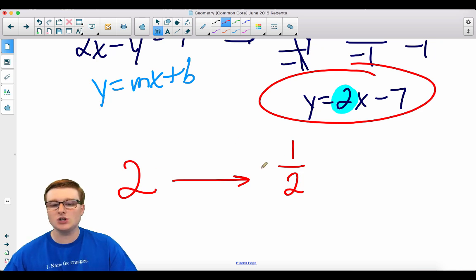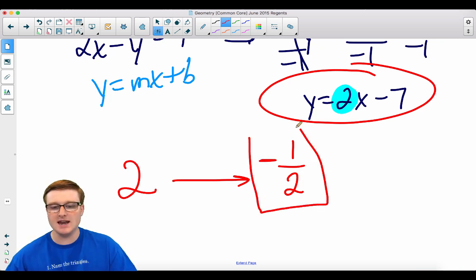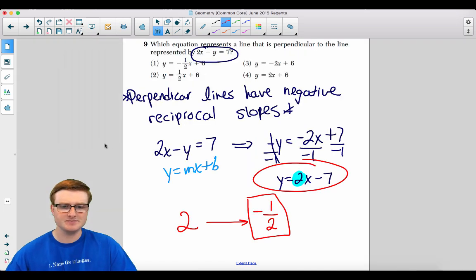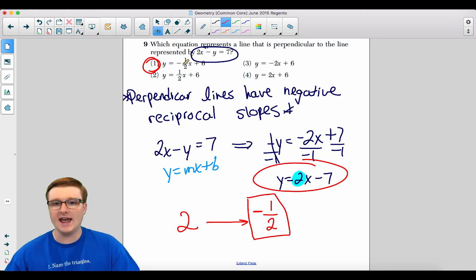2 is positive, so in this case, your slope is going to be negative 1/2. So if we go back to our answer choices, the only one that works is going to be choice 1, because choice 1 has the slope of negative 1/2.